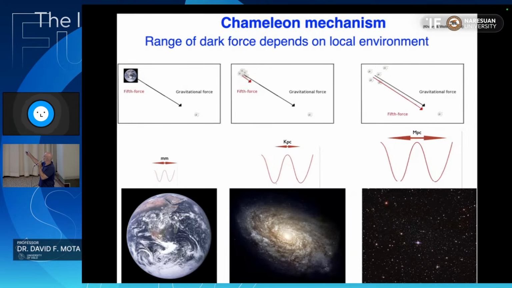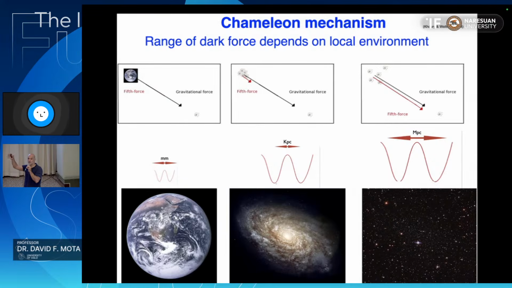The whole idea is that the mass of the field is environment dependent. It's not a constant. Which is a bit strange, because we always have this idea that particles have a constant mass, but every time we have couplings in modified gravity, usually the particle masses change. Even the electron mass will change, for instance, in these theories, and there are constraints.